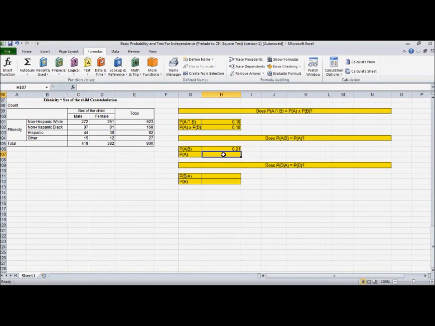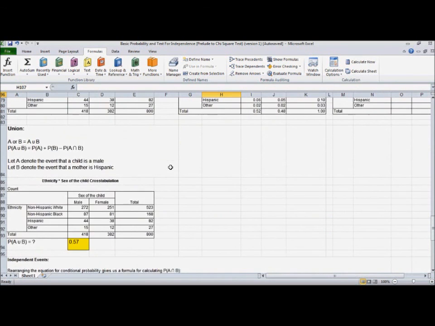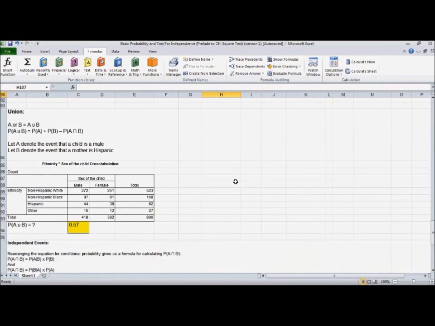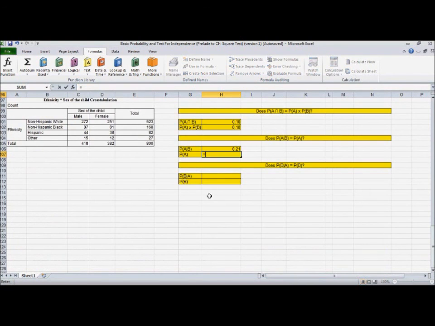So now that should equal the probability of A. We said the probability of A was non-Hispanic black. So that would be 168 over 800. And we have our table here for non-Hispanic black. The probability is in fact 0.21, so we can confirm that the probability of non-Hispanic black is in fact 0.21.